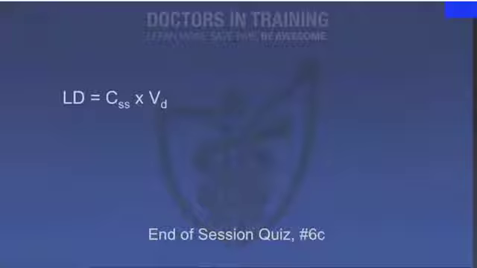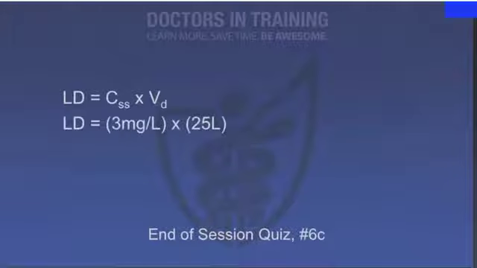If you want to reach a steady state of 3 milligrams per liter, determine what the loading dose should be. Well, the loading dose is going to equal the plasma concentration at steady state times the volume of distribution. So you're going to plug in your numbers. 3 milligrams per liter times 25 liters is going to equal 75 milligrams.